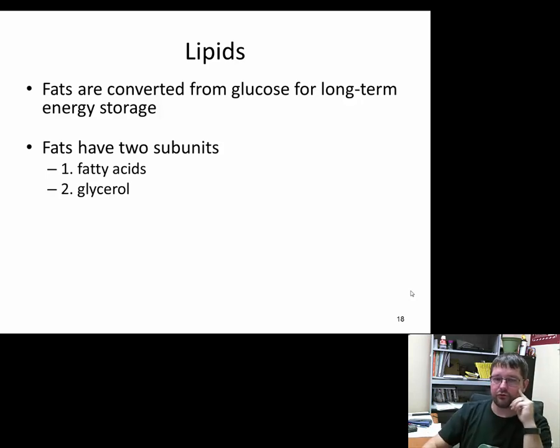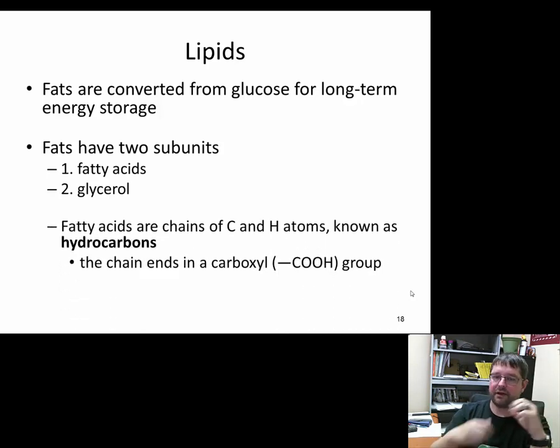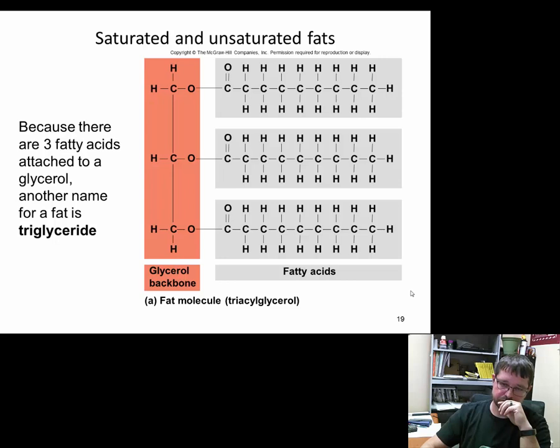Okay? So fats really have two subunits: a fatty acid, or what we often call fatty acid tails, and glycerols, which sometimes are called glycerol heads or glycerol backbones. The fatty acid tails are just chains of carbon and hydrogen atoms, which are known as hydrocarbons. And again, just like carbohydrates, the more carbon-hydrogen bonds you have, the more energy you have, because any bond represents potential or bond energy. And then at the end of the fatty acid chain is a carboxyl group.